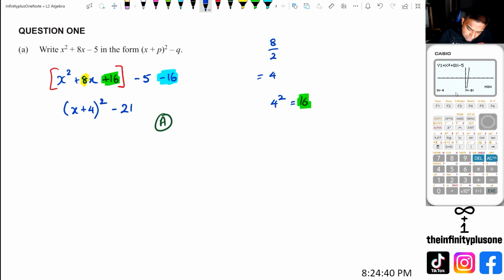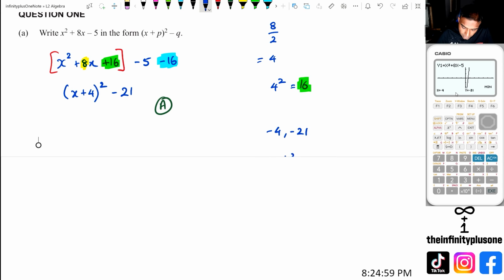If you remember the vertex form, if the vertex is negative 4 and negative 21, you would write this as x minus negative 4 squared minus 21, which is the same thing as saying x plus 4 squared minus 21, and that's what we got at the top there. So that's good enough for an achieved. We go to the next question.